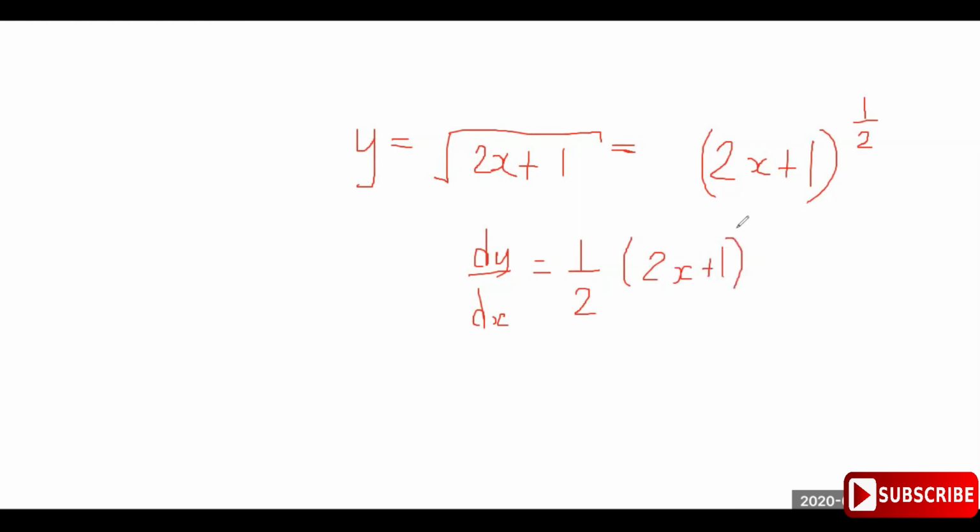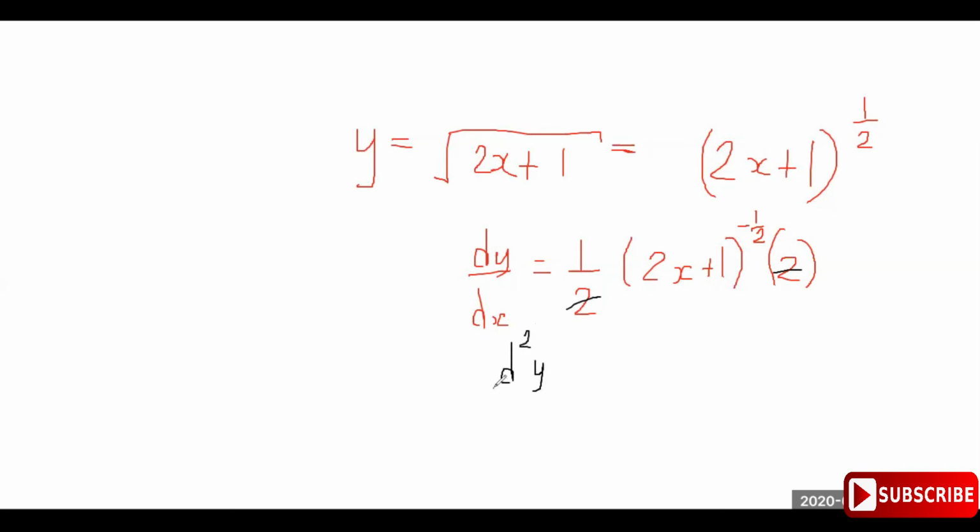Subtract 1 from the power, yes. And then you multiply by the derivative of 2x plus 1, which is 2. Very good. That works out to be 1 over the square root of 2x plus 1, and we cancel this 2. Now let's go straight away and find the second derivative.